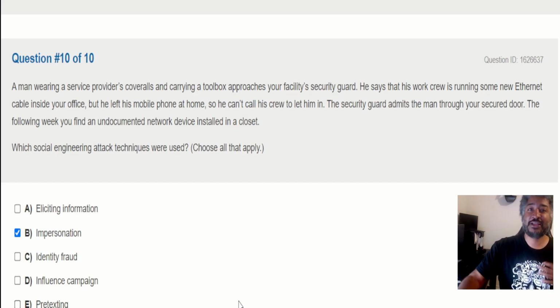All right, FedEx, you can buy FedEx clothing on auction sites today, and you can dress up as a FedEx driver. Doesn't mean that you're actually a FedEx driver, but you can do that. This is kind of that same scenario. I look like a utility person. I look like I need to be there because I'm wearing the same outfit as someone else. That's impersonation. The other part of it is that they are saying, hey, I can't call my crew because I left my phone at home. Can you let me in? That is known as pretexting.